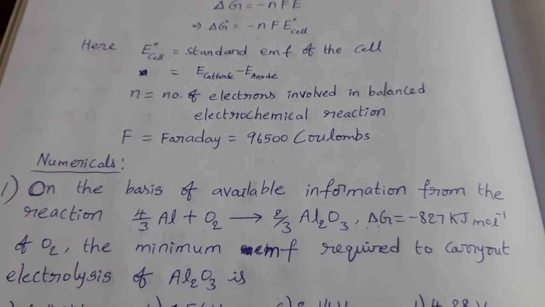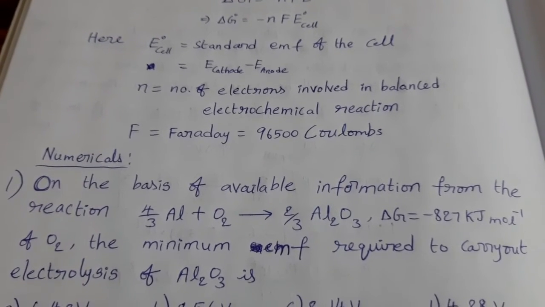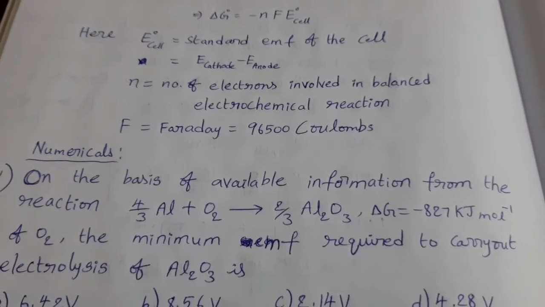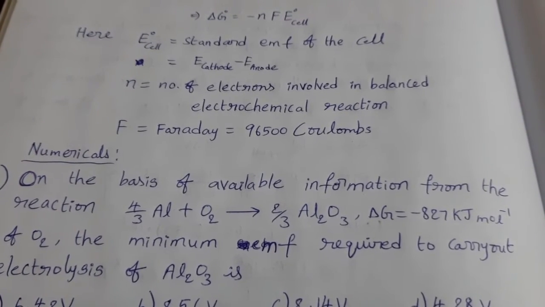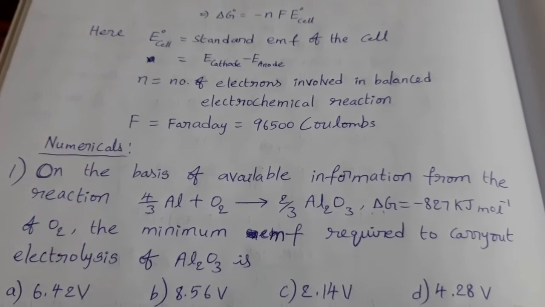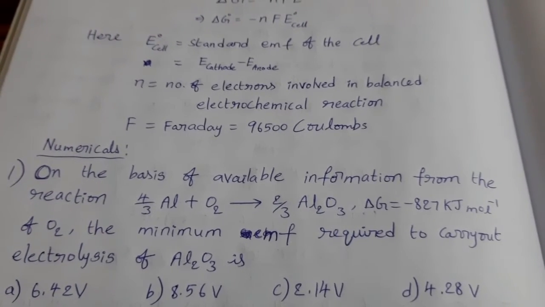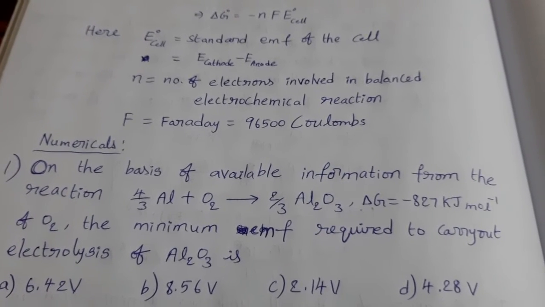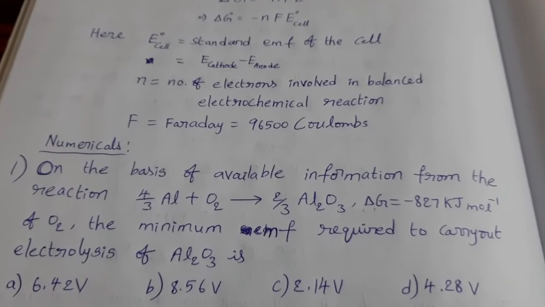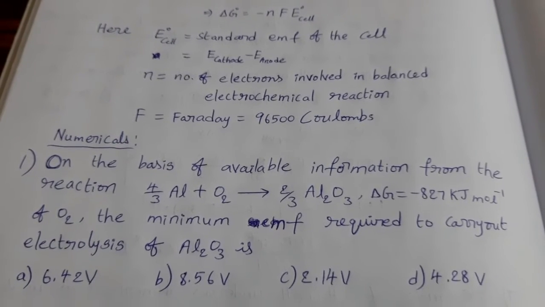On the basis of available information from the reaction, 4/3 Al plus O2 gives rise to 2/3 Al2O3, delta G equal to minus 827 kilojoule mole inverse of O2. The minimum EMF required to carry out electrolysis of Al2O3 is, okay, here Al2O3 formation is given, delta G value is given for this reaction. Now for the electrolysis of Al2O3, minimum EMF required we should find out.